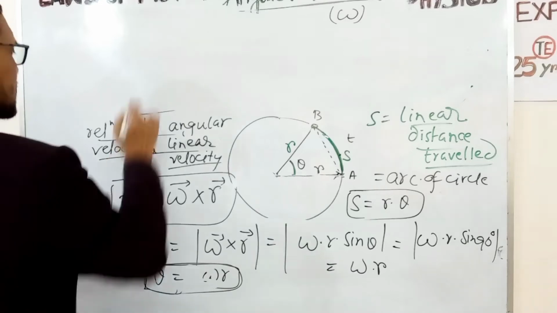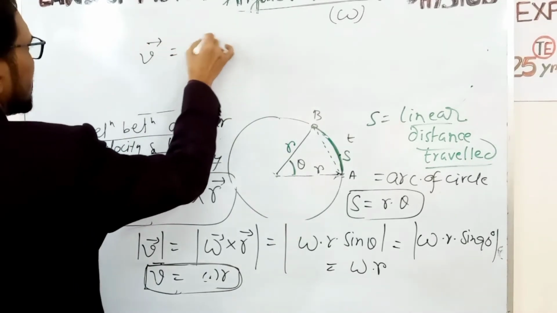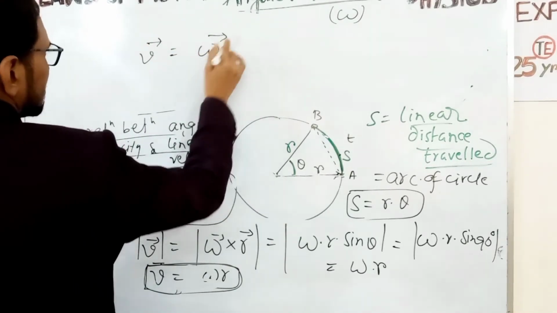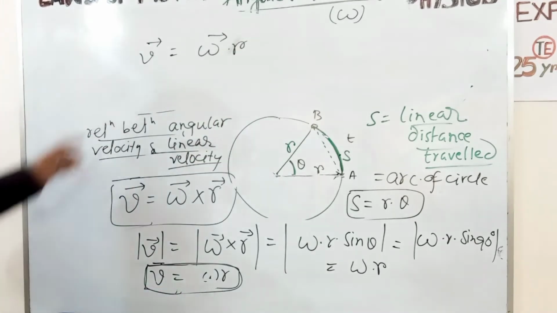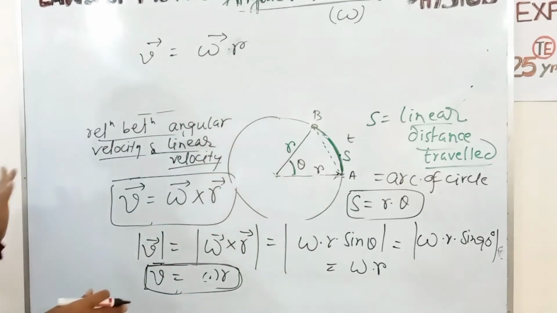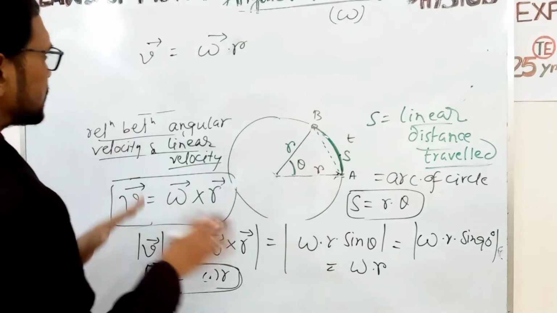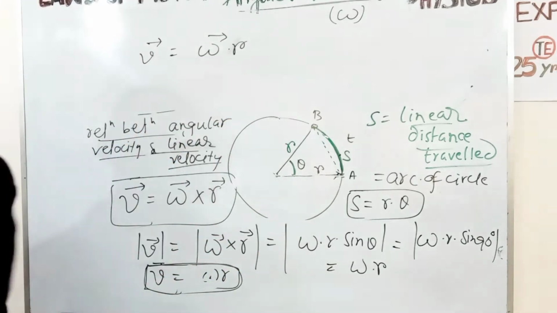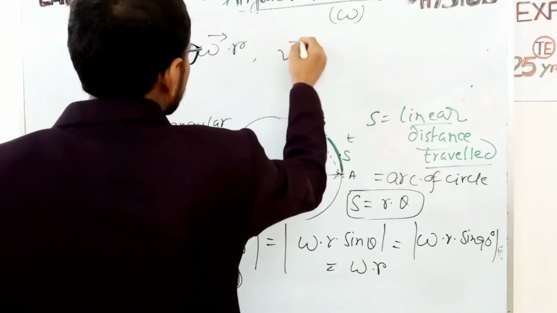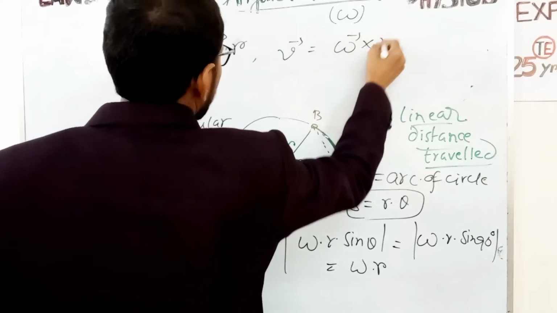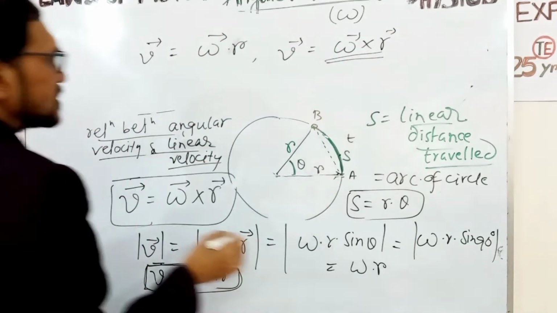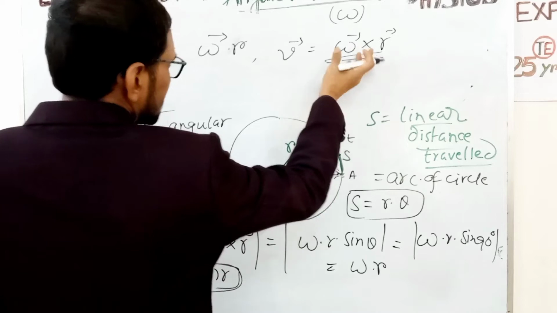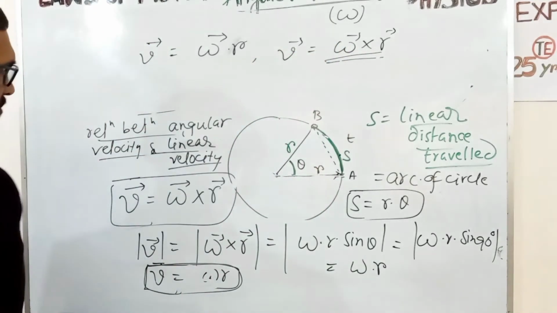Then we cannot write that v equal to omega into r as vectors, because the direction of v and the direction of omega are different, so they may not be equal. The actual relation is v equal to omega cross r. The direction of omega cross r and the velocity will be the same.